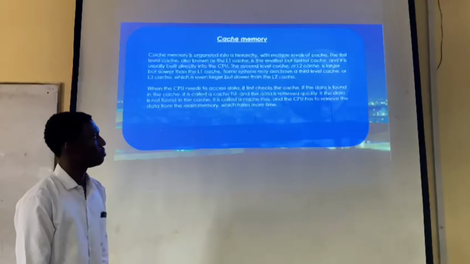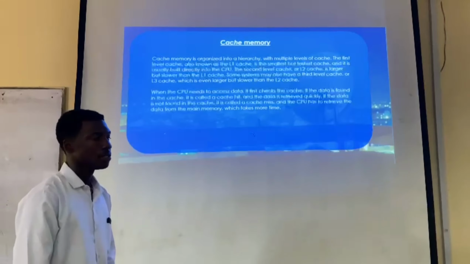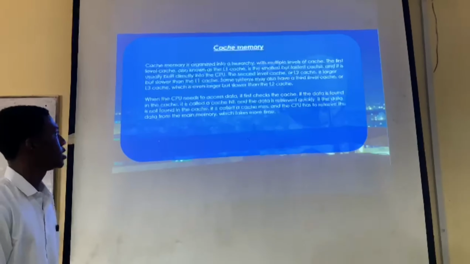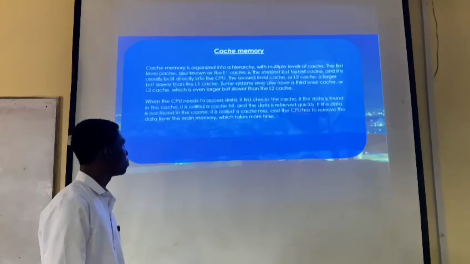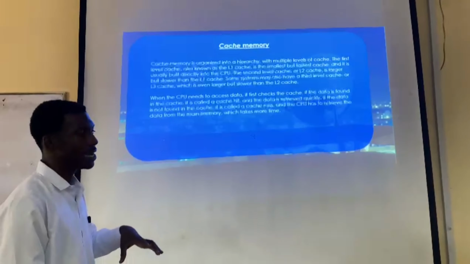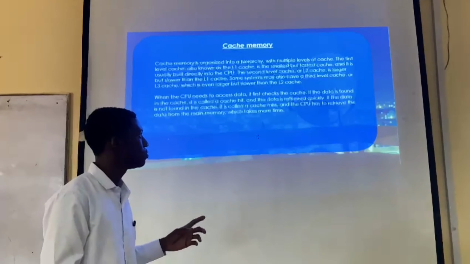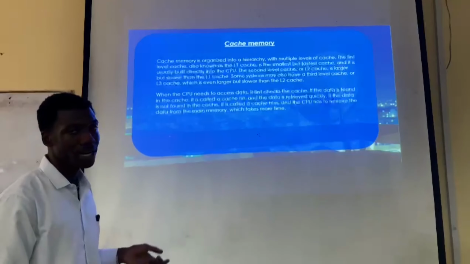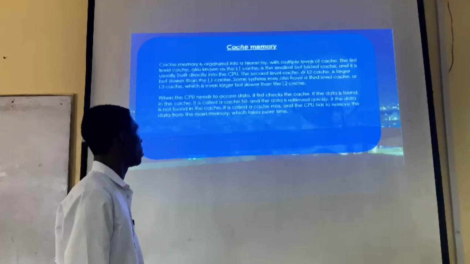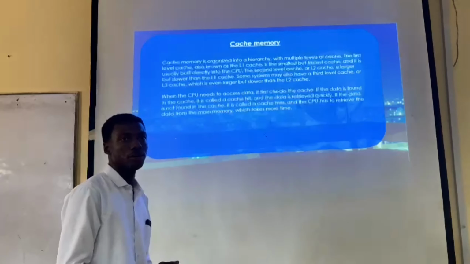My name is Agyemang-Prempeh. So I'm continuing from cache memory. But first, let me retouch on what my colleague just said. Cache memory is organized into a hierarchy with multiple levels of cache. The first level cache, also known as the L1 cache, is the smallest but fastest cache, and it is usually built directly into the CPU. The second level cache, also known as the L2 cache, is larger but slower than the L1 cache. Some systems may also have a third level cache or L3 cache, and if they do, it's mostly larger but slower than the L2 cache.